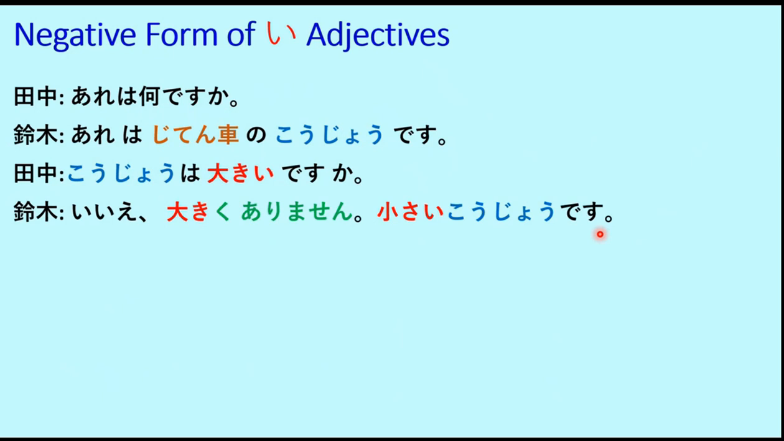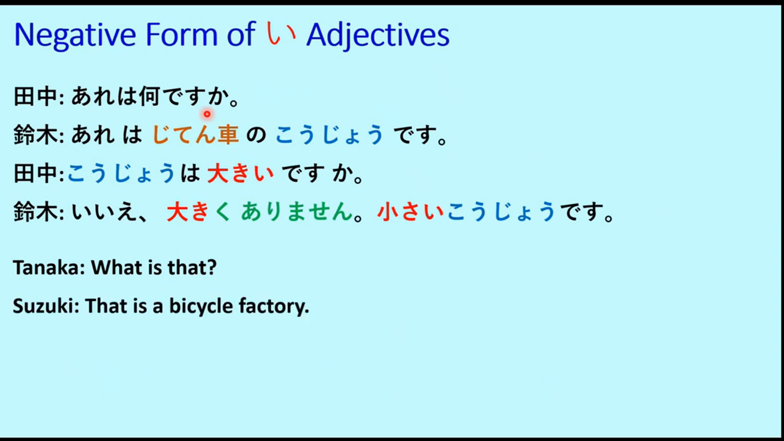So from the color coding, you might have understood what the conversation is all about. So now let's look at these lines one by one and let's try to translate. So the first line is Tanaka-san says, "Are wa nan desu ka?" It means what is that? Are wa, we use when something is far away from both the speaker and the listener. So Are wa nan desu ka, that means Tanaka-san is pointing to some building to Suzuki-san and asking him, what is that building? Then Suzuki-san says, "Are wa jitensha no kojo desu."